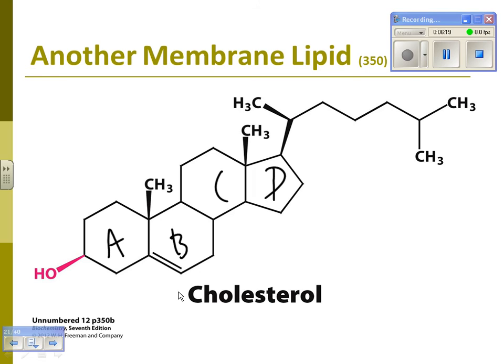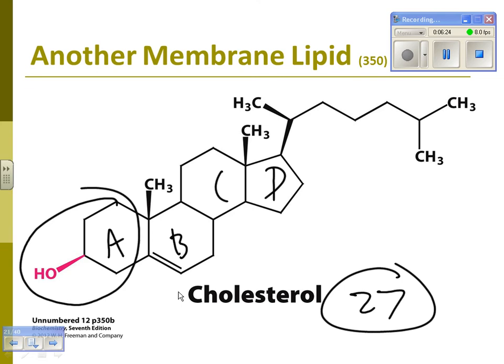Cholesterol, know that it is a 27 carbon molecule for sure. Know that it has a little bit of polarity in ring A and an unsaturation in ring B. And it's a membrane lipid.